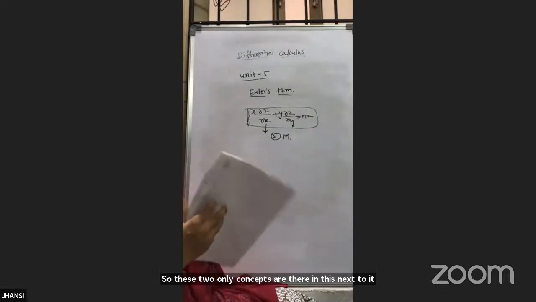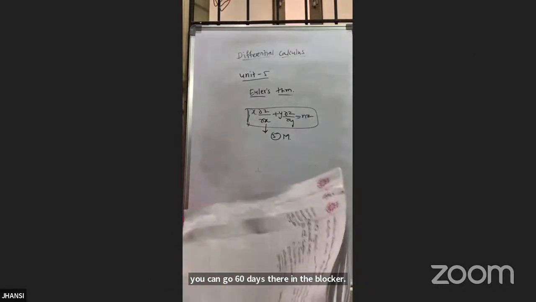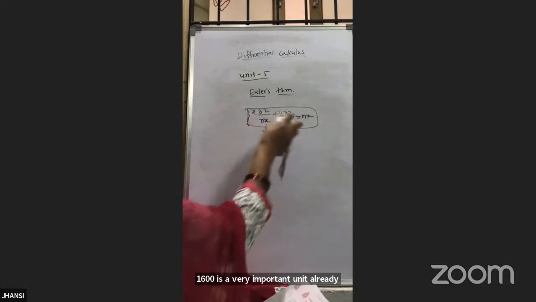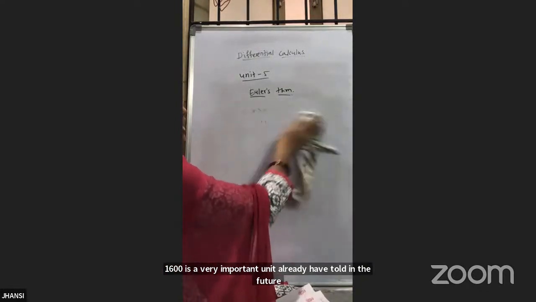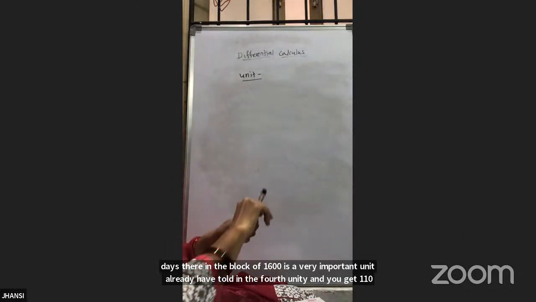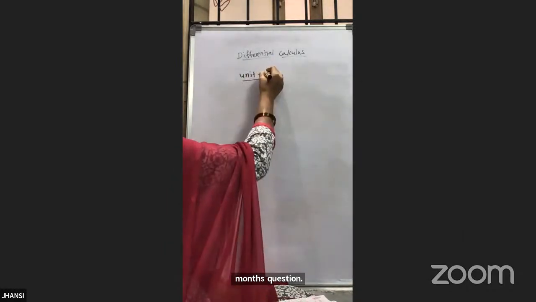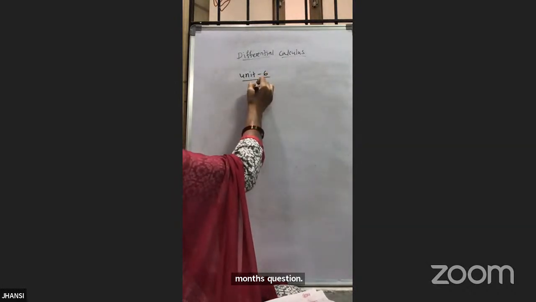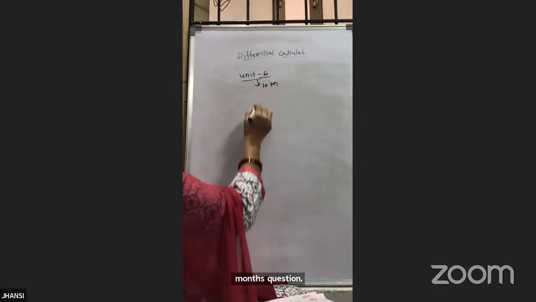Next, if you go, the 6th unit is there in block 2. The 6th unit is a very important unit. Already I have told that in the 4th unit, you will get one 10 marks question. And in the 6th unit, you will get one 10 marks question. So the 5 marks question will be from unit 5 only. So here one 10 marks question you will get, that is 10B.